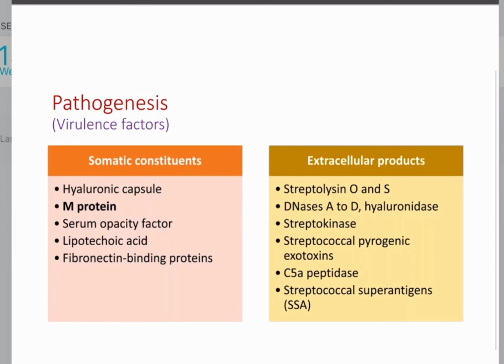In terms of pharyngitis, which may cause presentation is known as the impetigo, but there can be other severe manifestations in terms of erysipelas, cellulitis, necrotizing fasciitis, and pyomyositis. Then we have streptococcal toxic shock syndrome and scarlet fever.